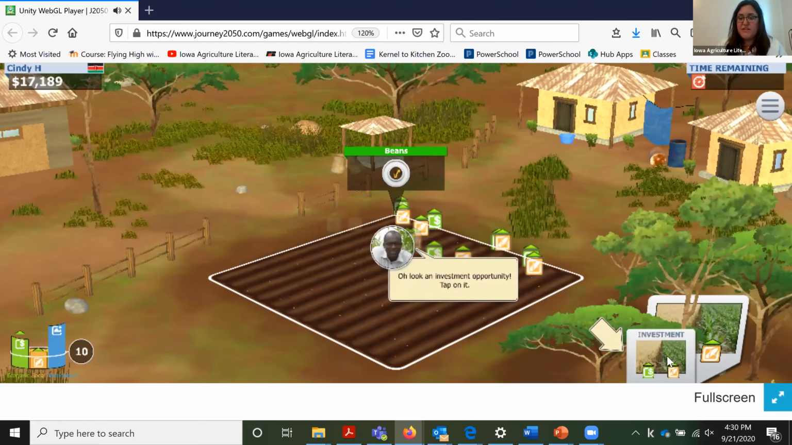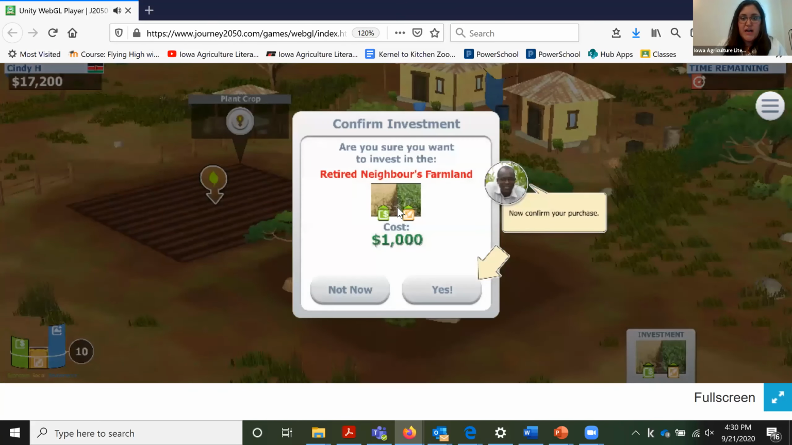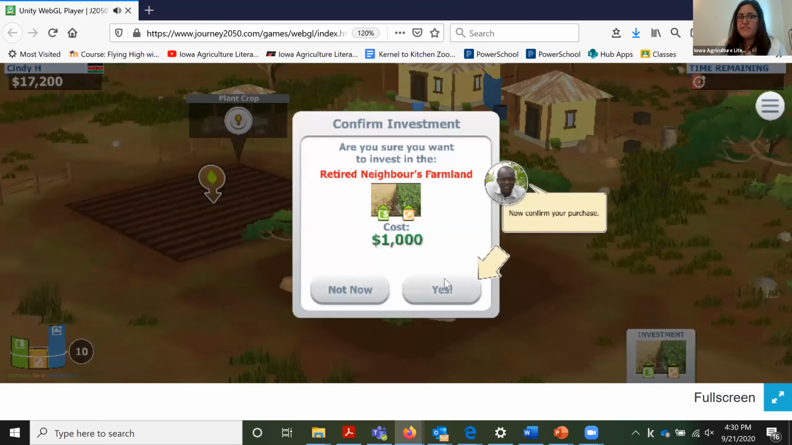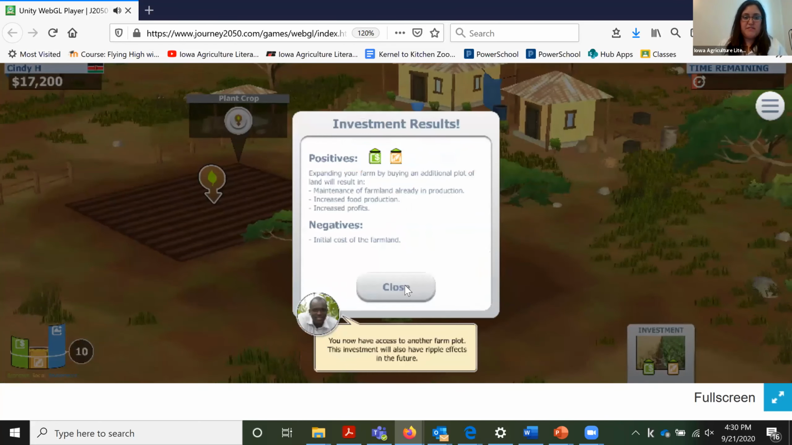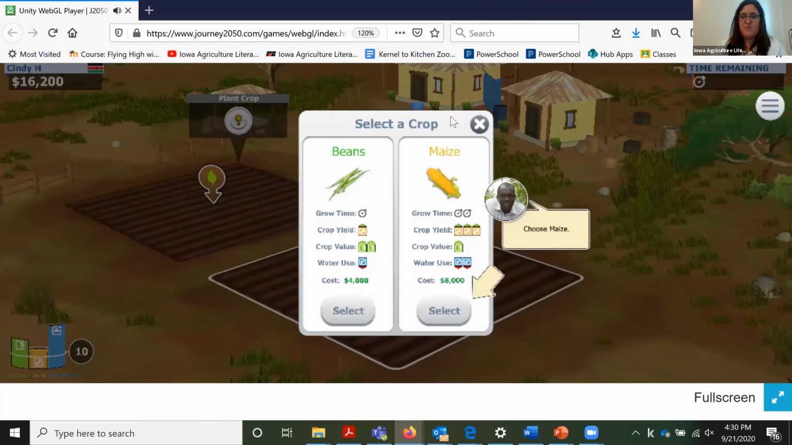Okay, so now I have an investment opportunity, and that's down here in the corner. I'm going to click on it, and it looks like I might be able to buy a retired neighbor's farmland. So yes, buy that. Get another crop. I'm sorry.